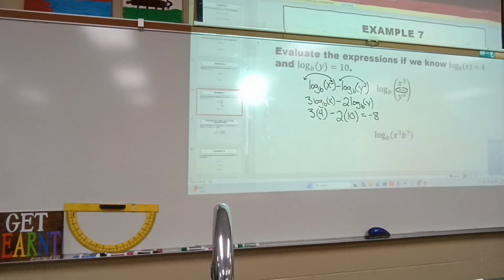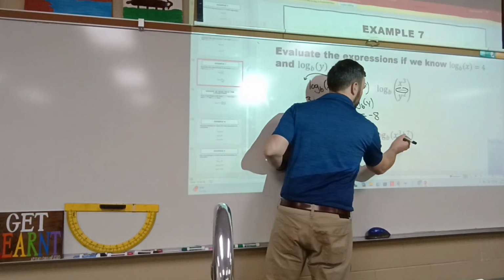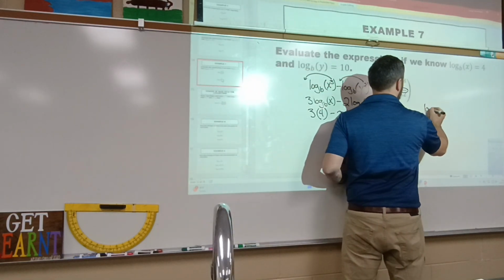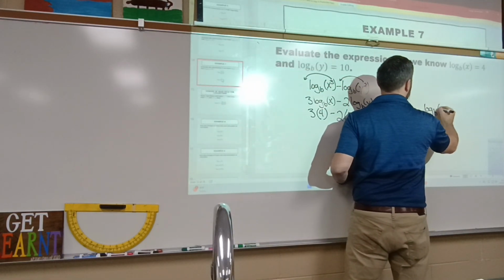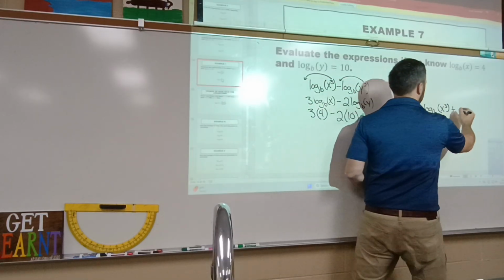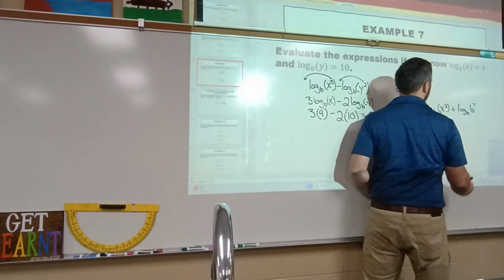Here's what I'd like you to do. You're done writing it. Go ahead. I want you guys to try the next one. Try it, and then we'll go over it. All right, let's go over this beast. First thing I deal with is that multiplication. So log base b of x to the third plus log base b of b to the seventh.